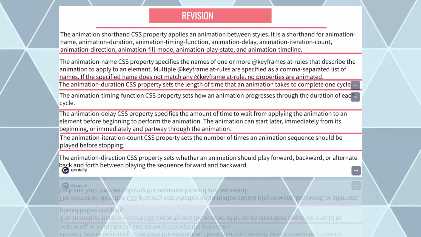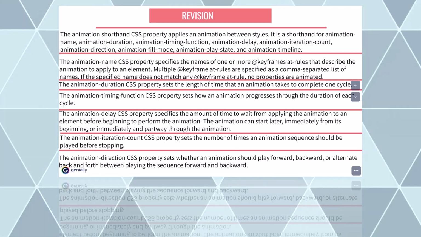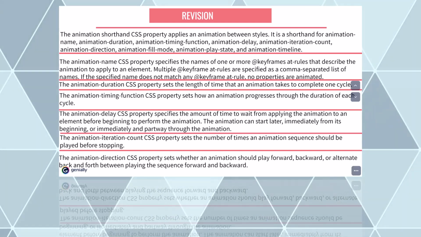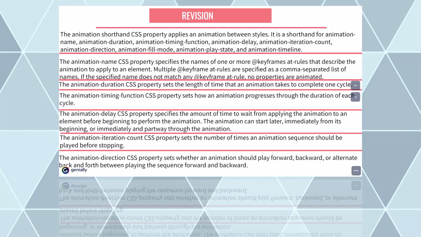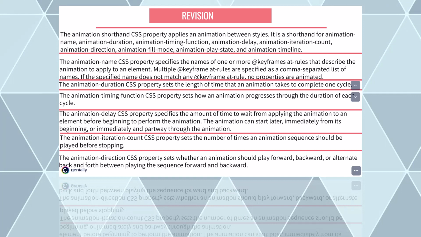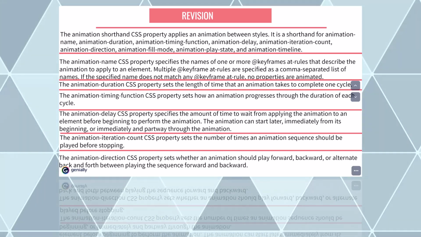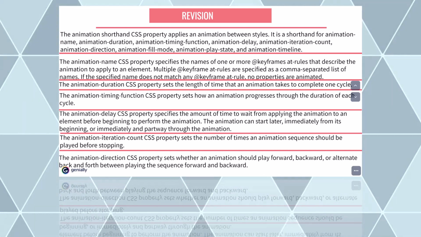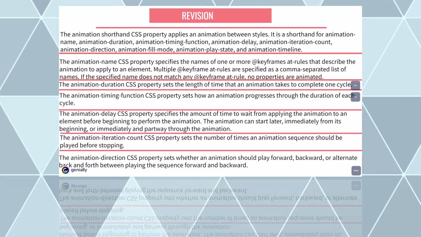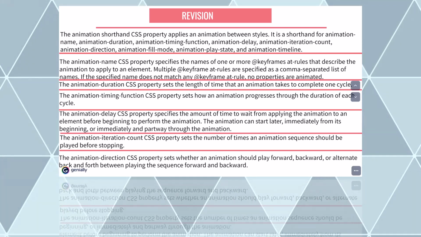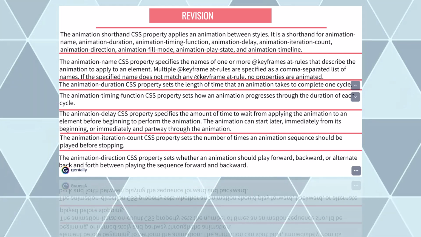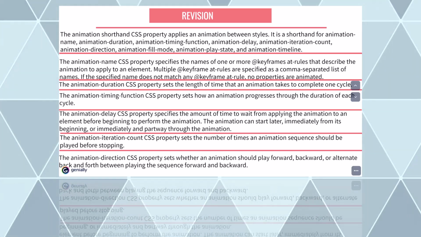Cindy, can you read the next line? The animation duration CSS property sets the length of time that an animation takes to complete one cycle. Do you understand it? My understanding is that you can set the time of your animation. For instance, if you're going to change the background color of an element, you can set it to 1 second before it changes to another color. But it's only going to happen once. It's complete, like for one cycle.